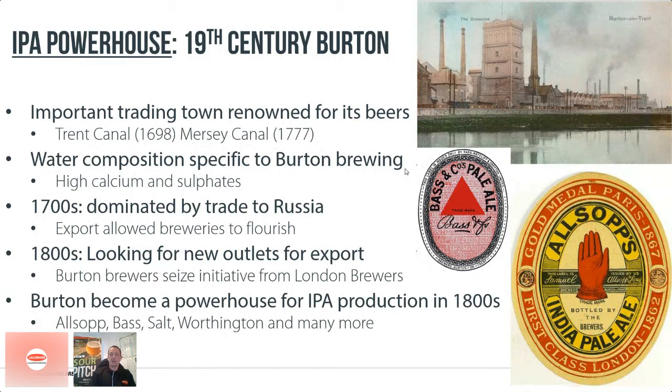India. So although I think we can say that the journey of IPA started in London, it is very much transferred to Burton-upon-Trent by the 1830s. We have there the Bass logo on screen, the red triangle, which I'm sure many of you know was the first ever registered trademark. And there we have the brewery logo of Alsops with the red right hand.